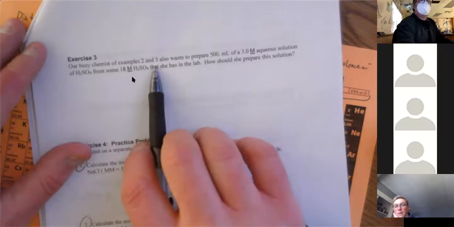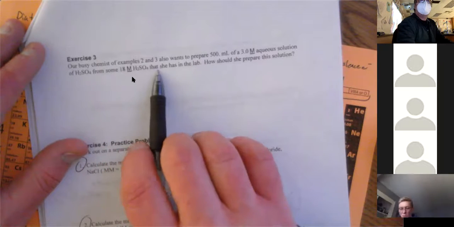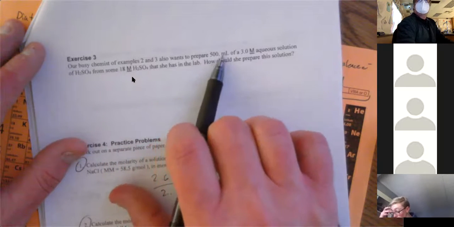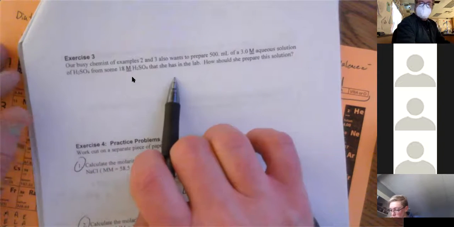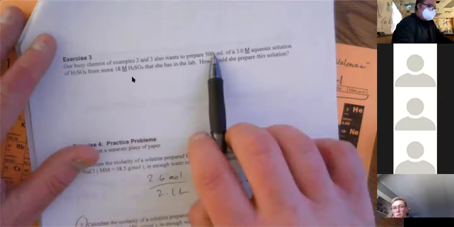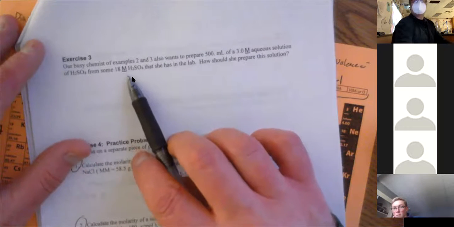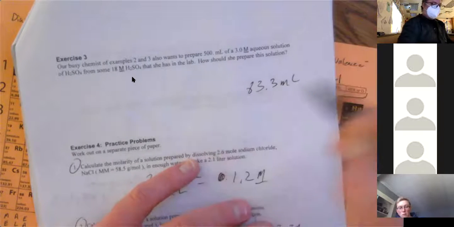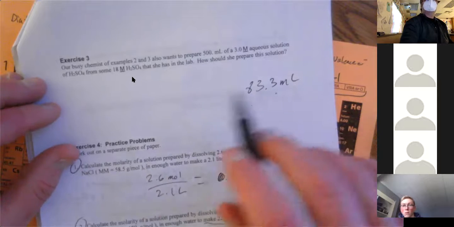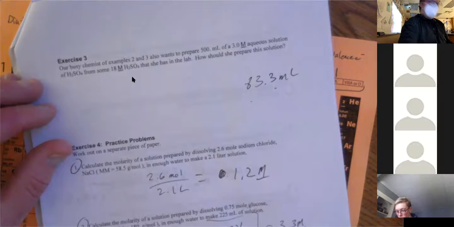Oh, examples 2 and 3. Our busy chemist of examples 2 and 3 also wants to prepare 500 milliliters of 3 molar solution from 18 molar solution. Some of you will get so good at these, you'll sit there and go, oh, so this times this divided by this? Yeah. Not there yet? 500 times 3 divided by 18? It's about 83.3. So we'll take 83.3 milliliters, and what will we do? We'll add enough to get what? 500. Add enough water to get up to 500.